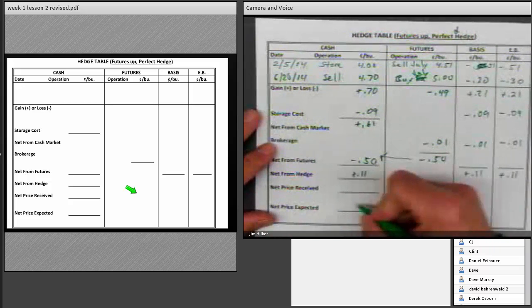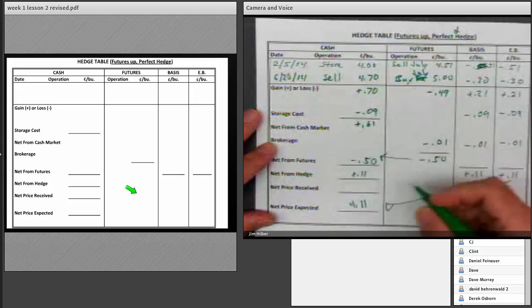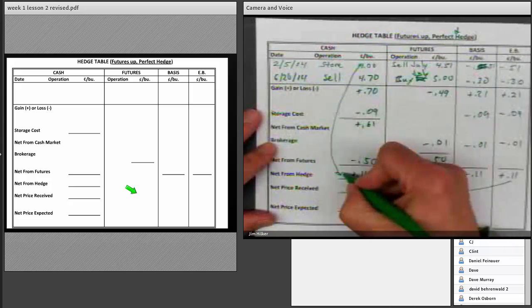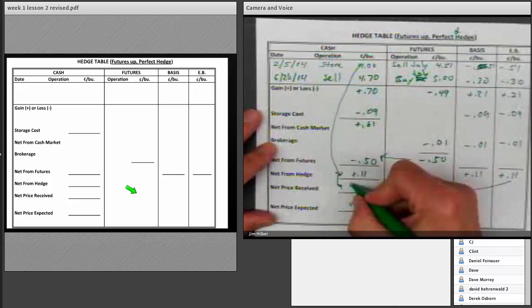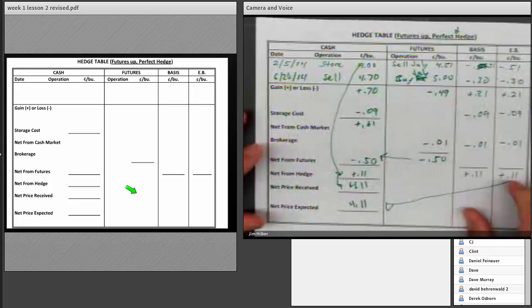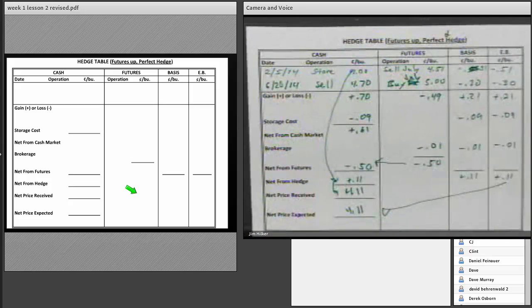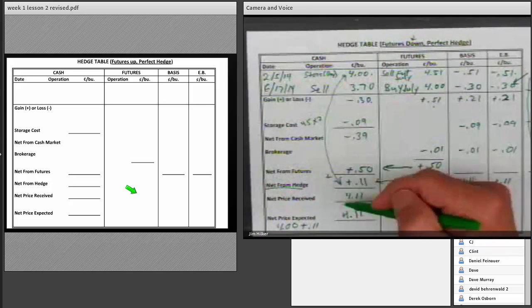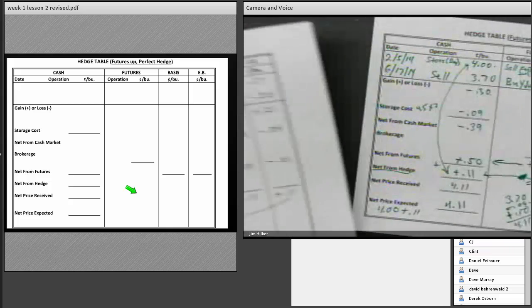Again, this is the case where, oh shucks, I wish I had stayed in the cash market. It's important to realize that this is using hindsight. So in this case, whether the market went up or whether the market went down, you ended up with the same net.